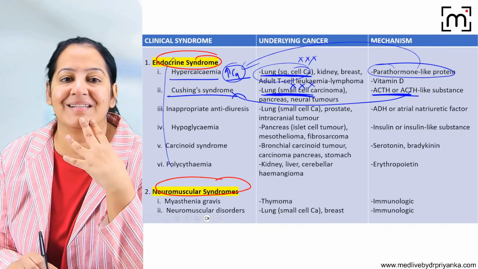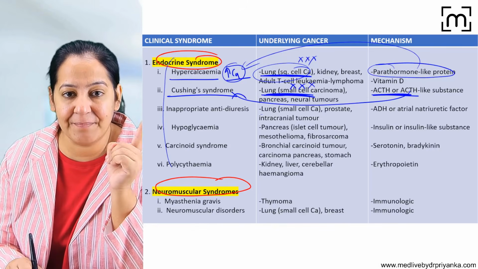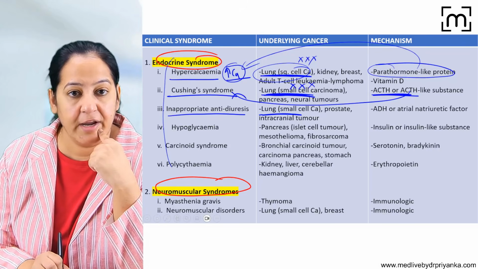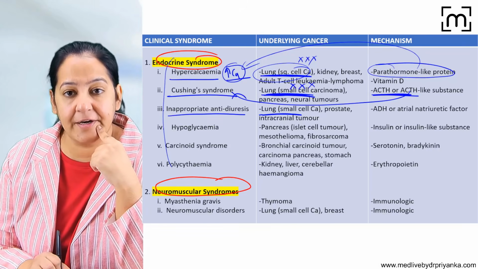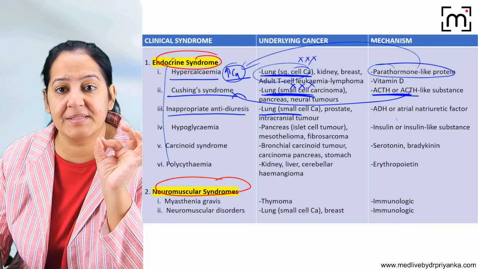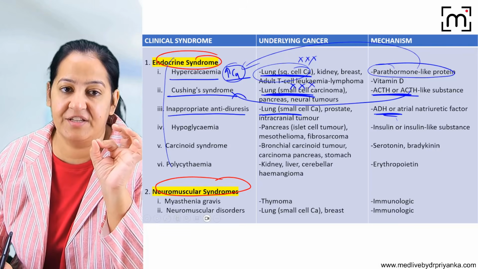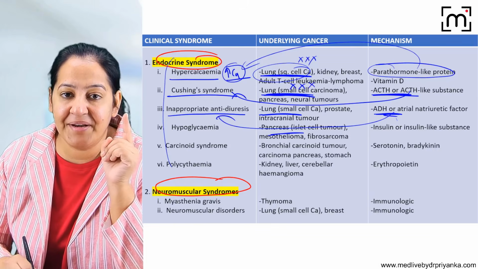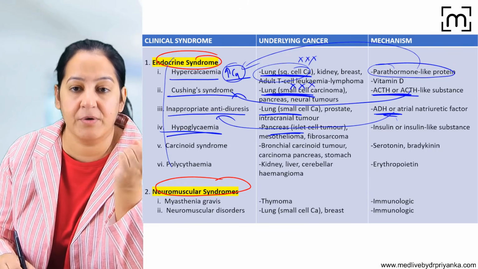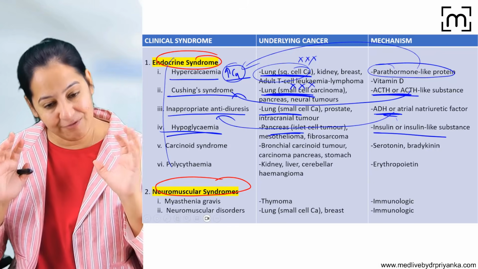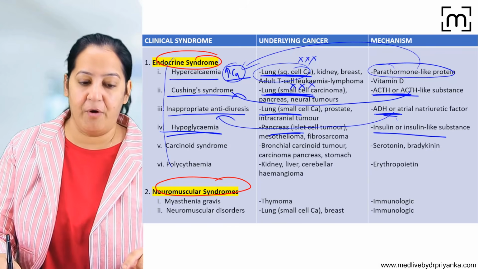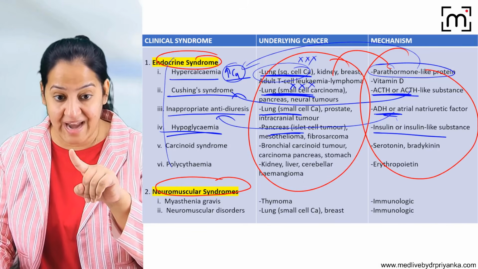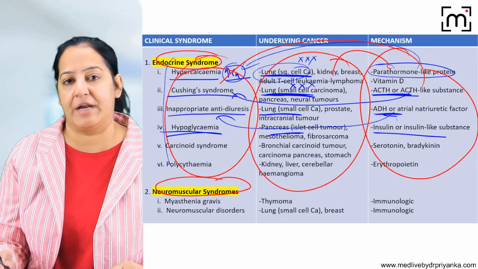So you have to learn this list. Sometimes the lung cancer patient presents with inappropriate antidiuresis, because here the lung cancer secretes ADH and the symptoms are due to increased ADH in the blood. Sometimes pancreatic cancer presents with hypoglycemia because it is secreting insulin in the blood. So you have to learn this list. Learn the name of the cancer, learn what it is secreting in the blood, and what symptom is produced because of that. That is paraneoplastic syndrome.